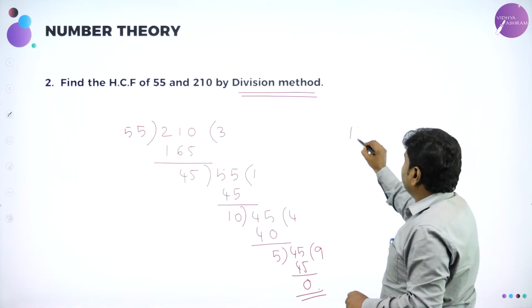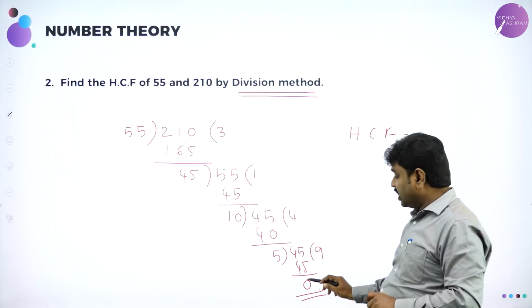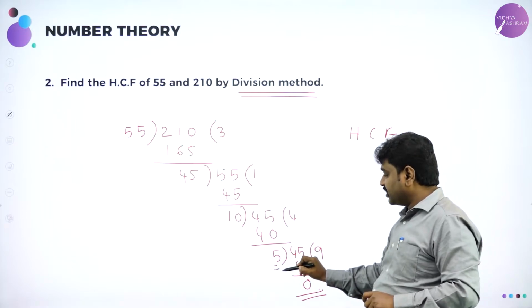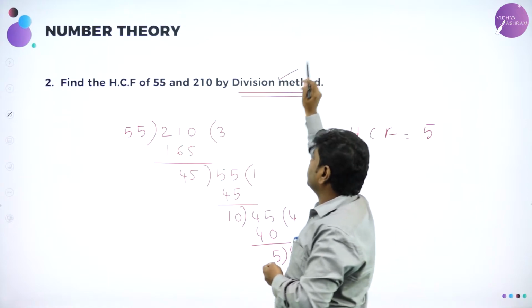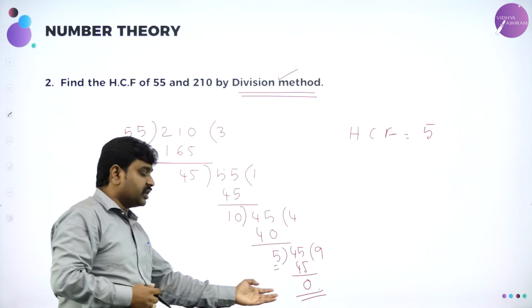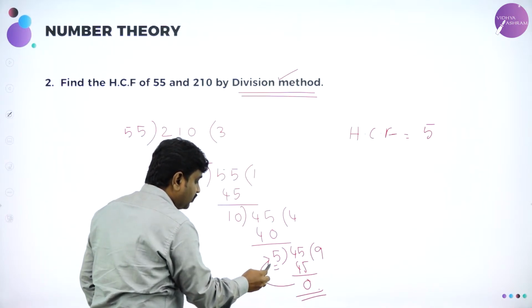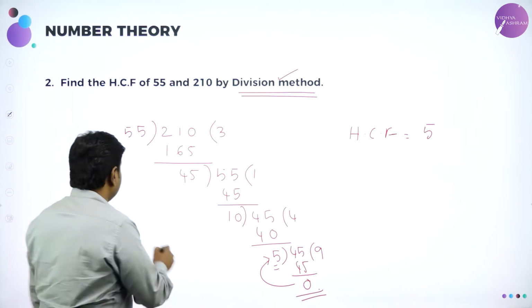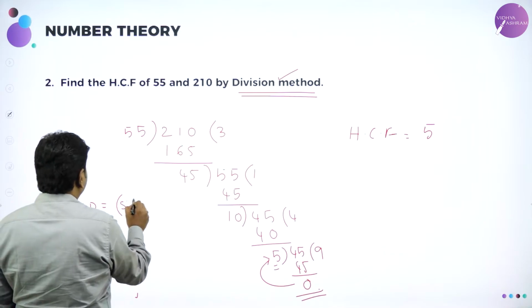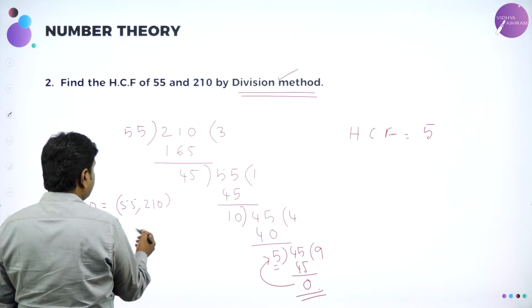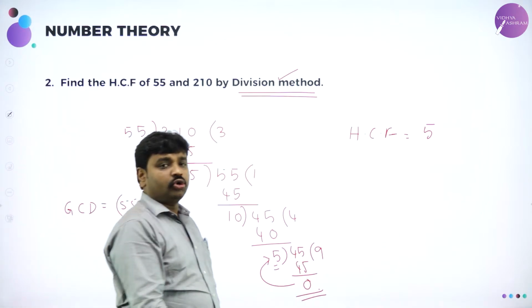Now HCF is the divisor above. HCF is the remainder above 0. Above 0, which is the remainder? 5. This is HCF. HCF is equal to 5. This is division method. What is division method? Keep dividing until you get remainder 0. When you get remainder 0, above 0, what is the remainder we have? This remainder is the HCF. So now GCD, or we can also call it HCF, of 55, 210. HCF and GCD both are same, is 5. That's it. I hope all of you understood.